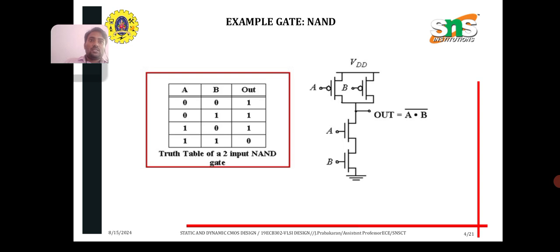one PMOS transistor is on, pulling the output Y to high, which means logic 1. One NMOS transistor is off, so there is no path to ground. And the last case is A equal to 1, B equal to 1. Both PMOS transistors are off, so they don't pull the output high. Both NMOS transistors are on, creating a path from the output Y to ground, pulling the output Y to low.